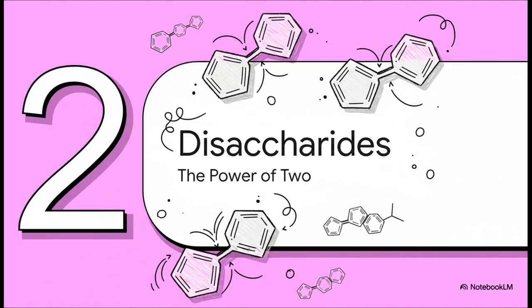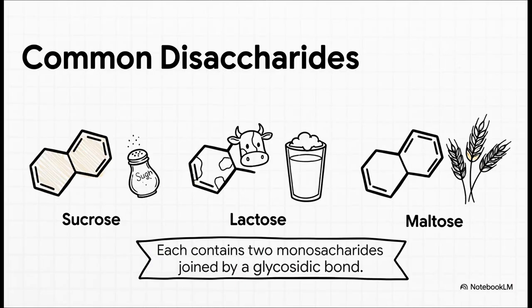Okay, so now that we have this amazing connector, what can we build with it? Let's start simple. What happens when we just link two sugar units together? Well, we get what are called disaccharides. And here they are, some very familiar faces: sucrose, lactose, and maltose. Every single one of them is a classic example of a disaccharide. It's just two simple sugars joined together by that all-important glycosidic bond we just talked about.